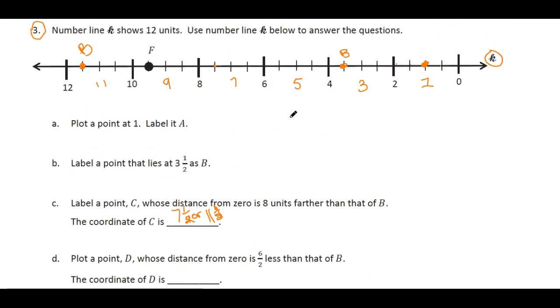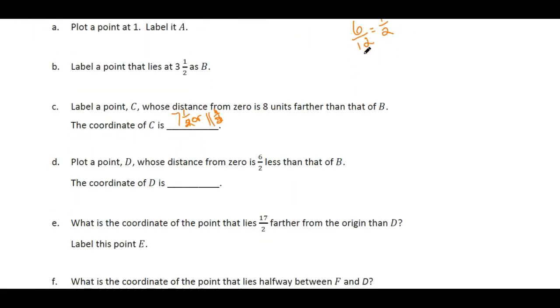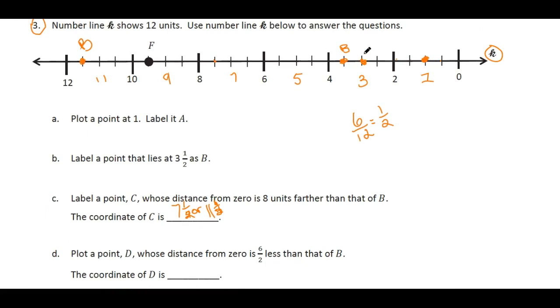Plot D, whose distance from 0 is 6/12 less than that of B. So if we look over here, 6/12. Can we just simplify that to 1/2? And they are all halves. So if it's half less than B, that's going to end up here. And so that is D, and its coordinate is the 3. So we're going to put 3 here.